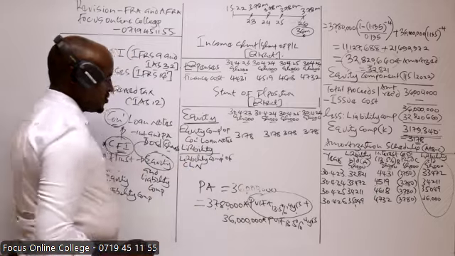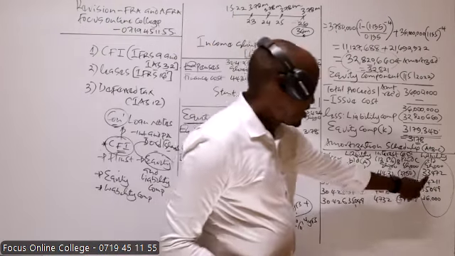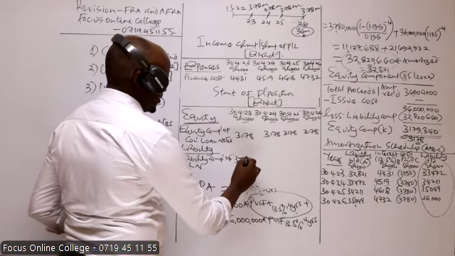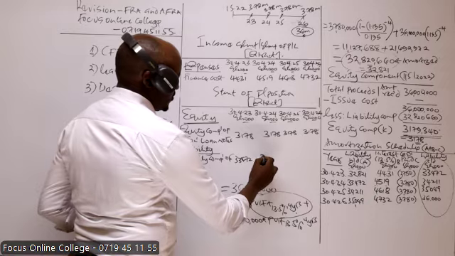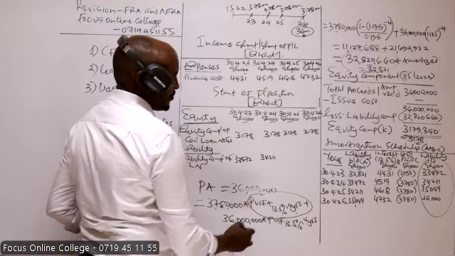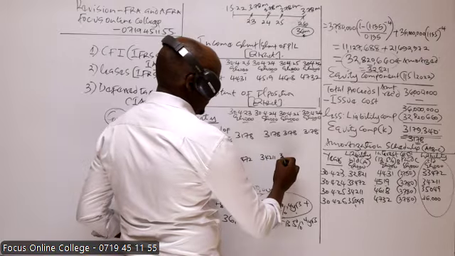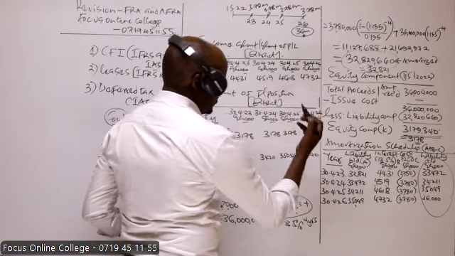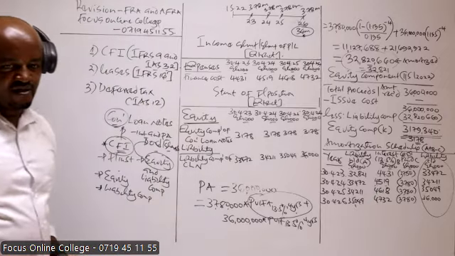The value of the liability at the end of year 1 is 33,472. Then in year 2, 34,211. Year 3, we have 35,049. And year 4, we have 36.